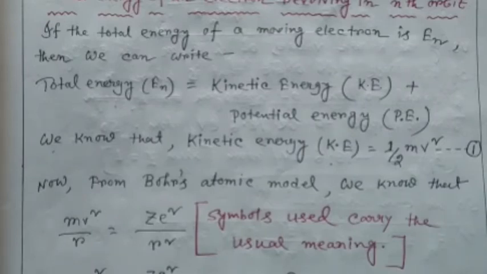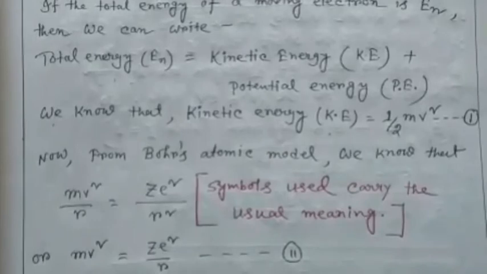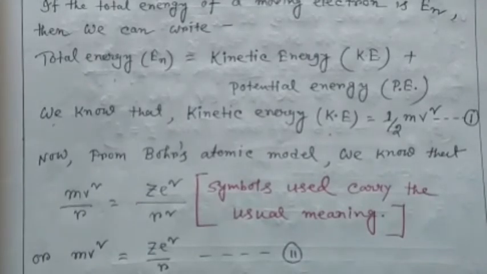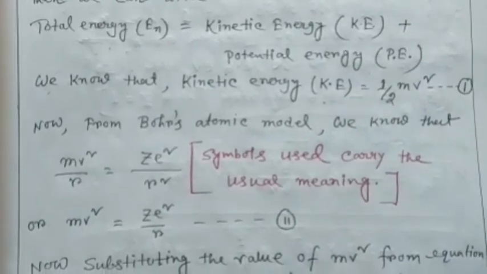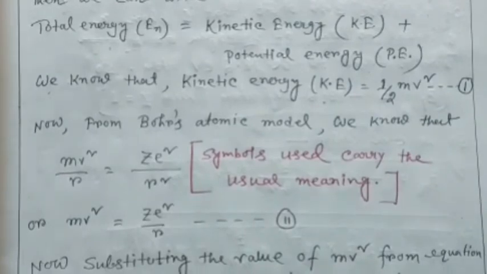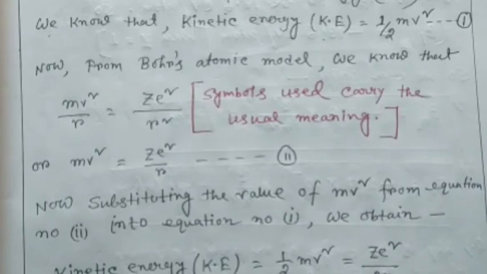the electron. Now from Bohr's atomic model we know that mv square by r equals z e square by r square. Symbols carry usual meaning. So mv square equals z e square by r. This is equation number 2. Now substituting the value of mv square from equation number 2 into equation number 1, we obtain kinetic energy equal to z e square by 2r. This is the kinetic energy.